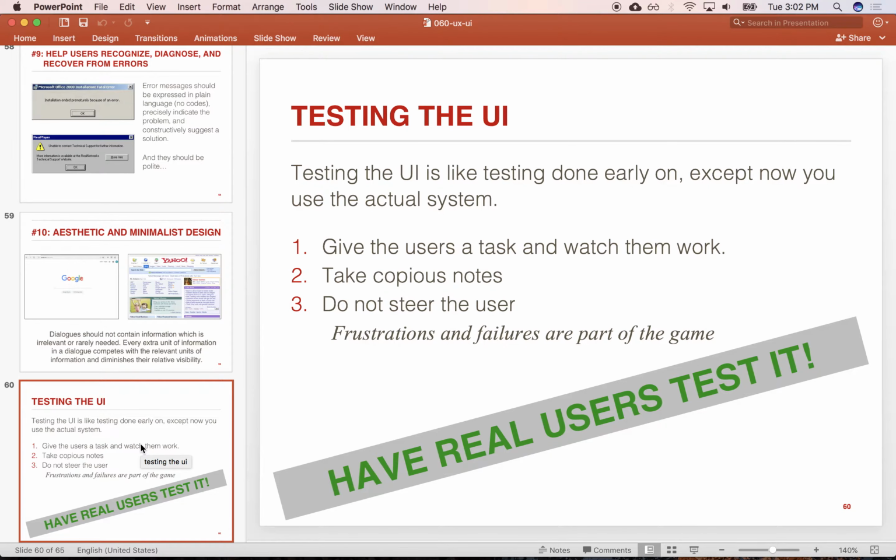Testing the UI. Ideally, you're going to run some tests with real users, having them exercise a particular task, and as they are going through it, you resist the temptation of helping them. The fact that they're getting stuck somewhere is not their fault. Don't blame them.